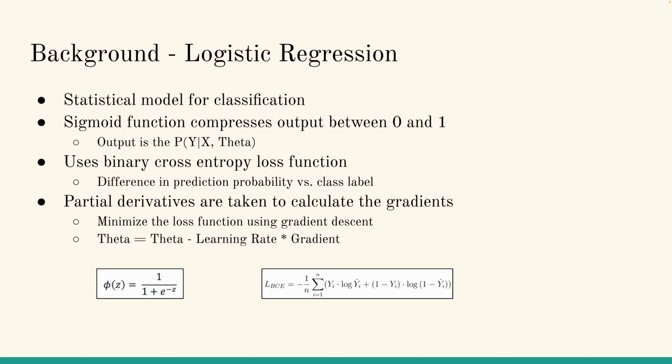Throughout training, we take the partial derivatives with respect to the parameters in order to get the gradients. And with the gradients, we can calculate an updated value for theta. The goal of this is to minimize the loss function, and this is done using gradient descent. By updating those values of theta, we're continuing to minimize the loss function, which ultimately gives us a higher accuracy or some other metric, but better classifies the data.